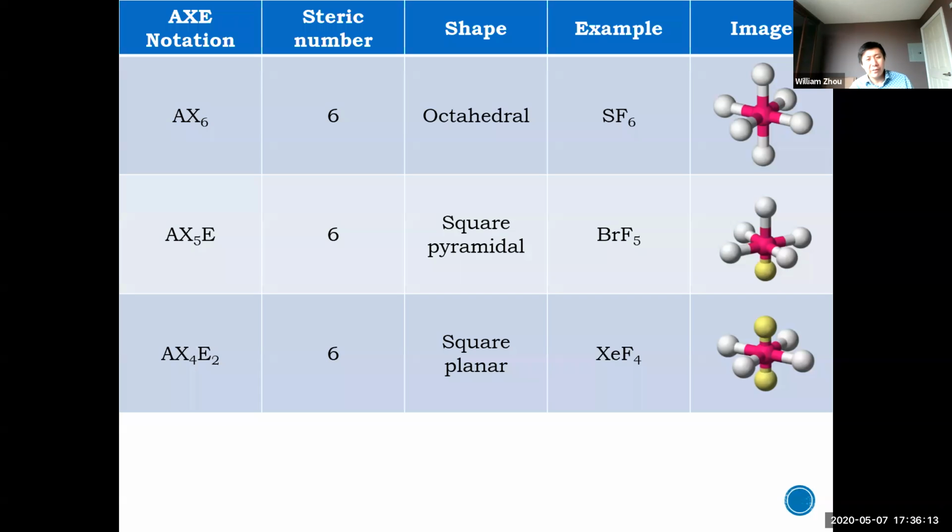Okay, and the names are very intuitive. The name tells you about the structure, like square pyramidal, that describes the structure. It's a square-based pyramid. Okay, so do we have any questions before we actually go into drawing these?